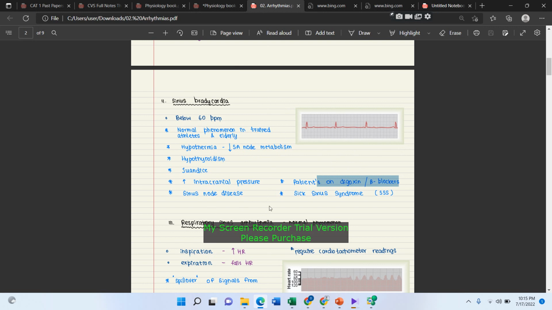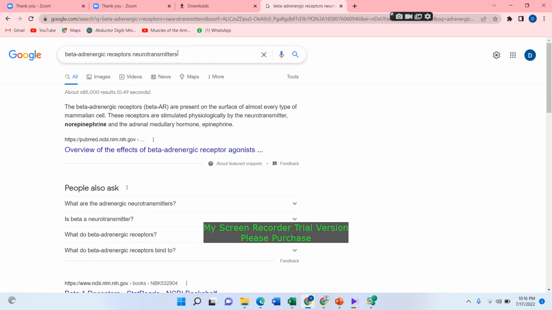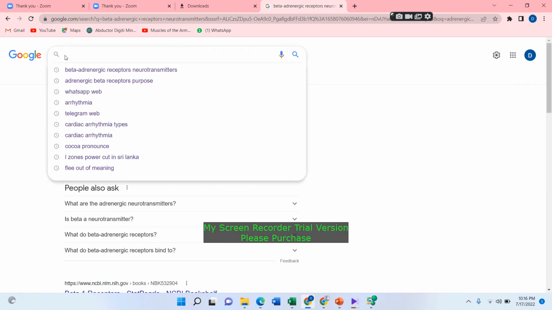Sinus node disease also, that means because of a disease that gets into the node, it becomes weak, so its metabolic rate goes down. And sick sinus syndrome. Let's just google this and check it out so we get a better idea of what sick sinus syndrome is.